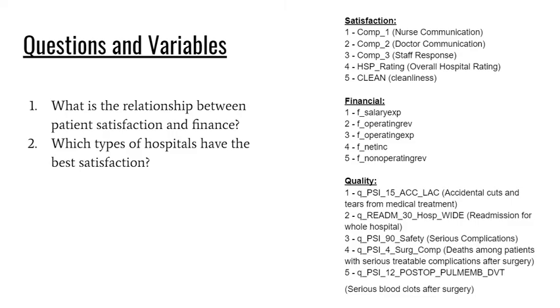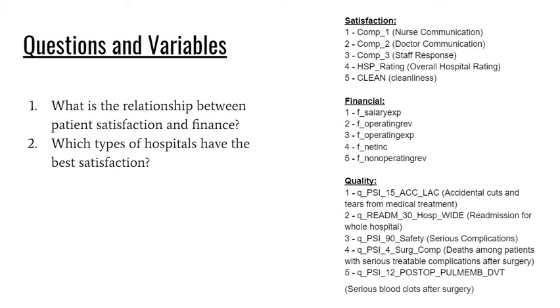So first we had to start with 2 research questions, and the 2 questions we picked were what is the relationship between patient satisfaction and finance, and the other question is which types of hospitals had the best satisfaction. We chose these questions so that we would have a quantitative and qualitative measure. By having these 2 measures, we wanted to be able to quantify a qualitative measure. We also wanted to choose 2 questions that were related to one another.